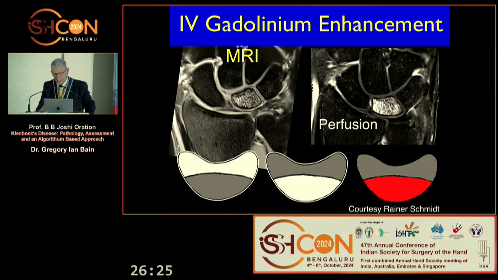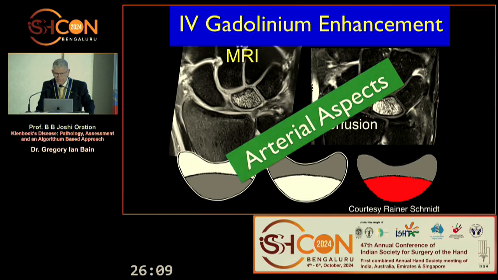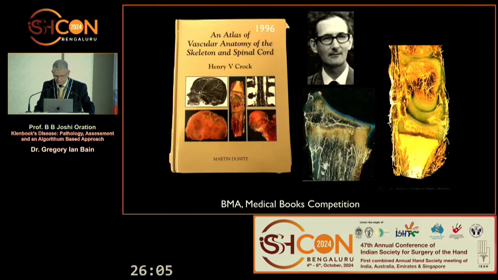He created a classification, which you can see on the bottom, which you'll need to look up in more detail to go through it. But I think it has a place, particularly if you are a surgeon that likes to do vascularized bone grafts. So the arterial supply of the lunate is important.